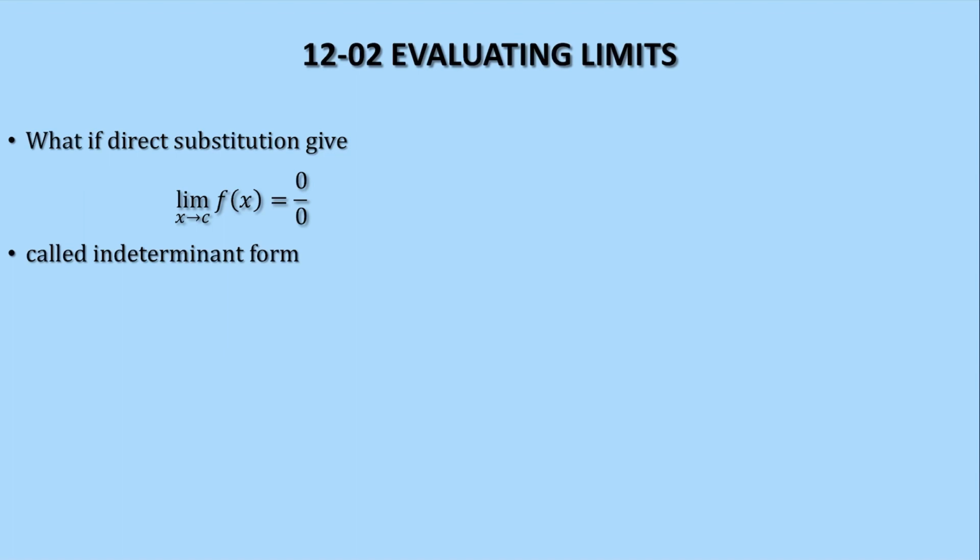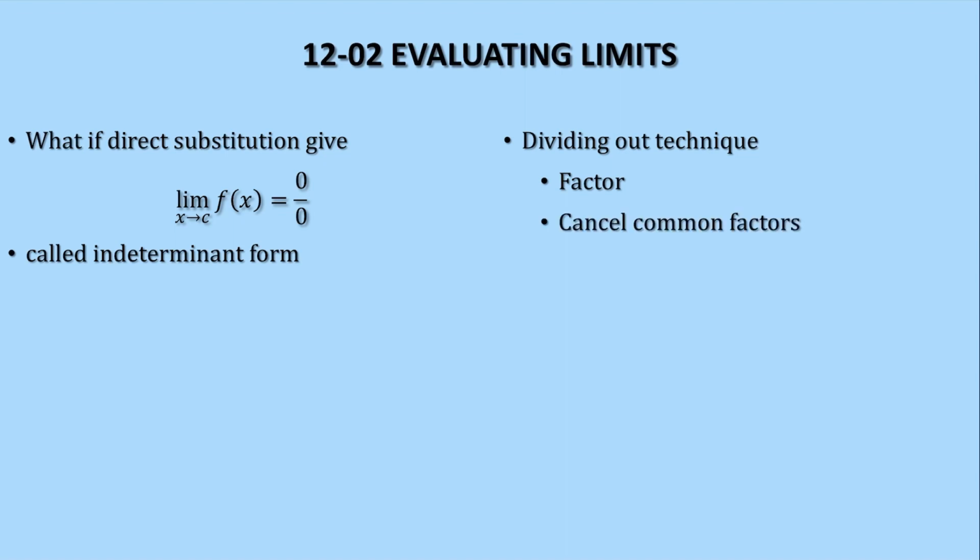So we have a couple techniques for evaluating limits that are in the indeterminate form. This is very important for calculus. One is called the dividing out technique. You factor, cancel your common factors, and then maybe you can find the limit.